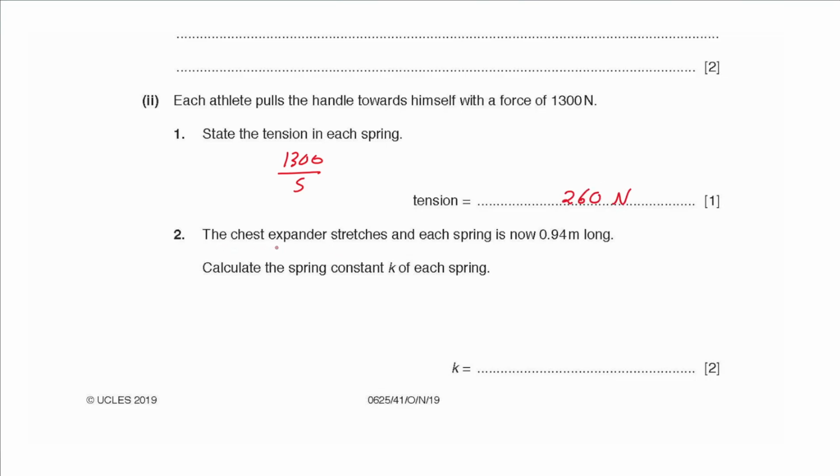Part 2 says the chest expander stretches and each spring is now 0.94 meters long. Calculate the spring constant of each spring. So spring constant is equal to force divided by extension. And we have the force 260 newtons. And the extension is the difference between the original length and the new length. So 0.94 minus 0.63. This gives an answer of 838.7097. So we can approximate that to approximately 840 newtons per meter.